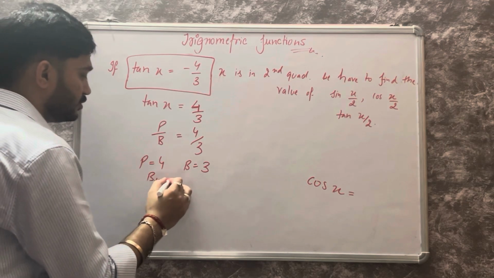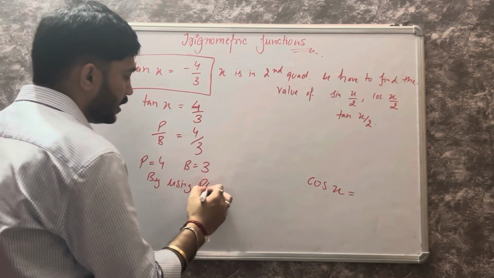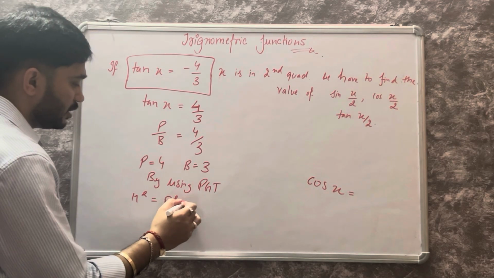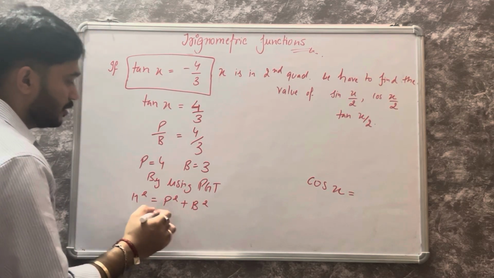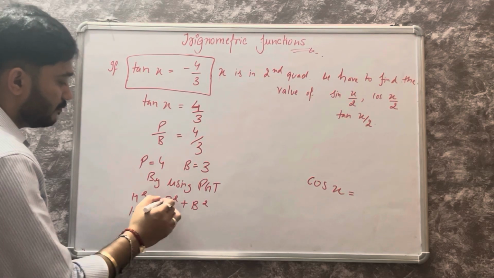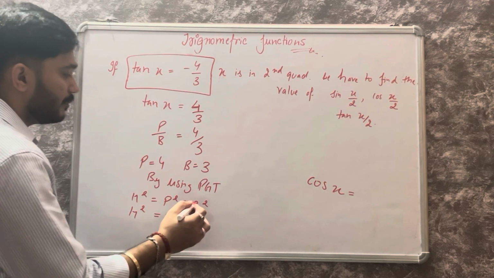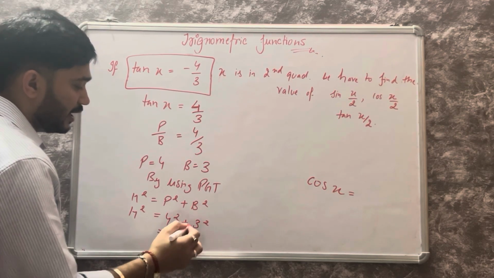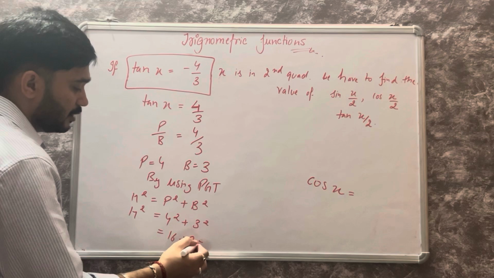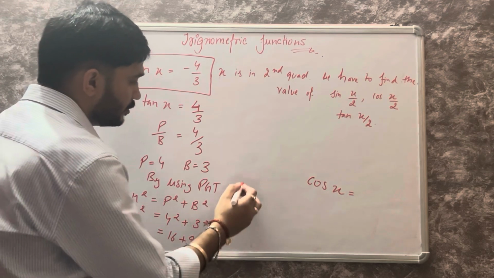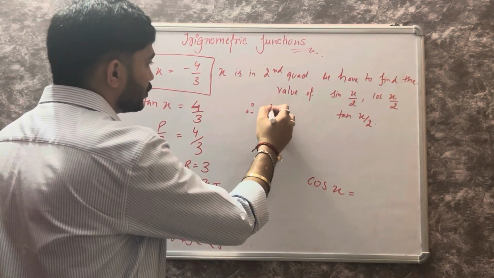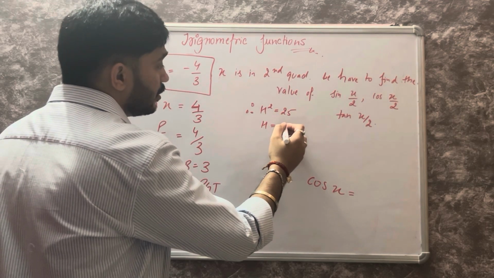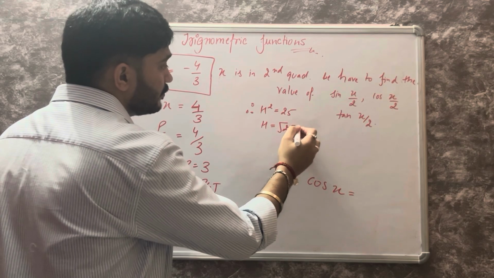By using the Pythagoras theorem, h squared is equal to p squared plus b squared. Value of h we don't know. Value of p is 4 square, value of b is 3 square. 4 square is 16 and 3 square is 9. 9 plus 16 is 25. Therefore, h square is 25, so the value of h will be under root of 25, that is 5.